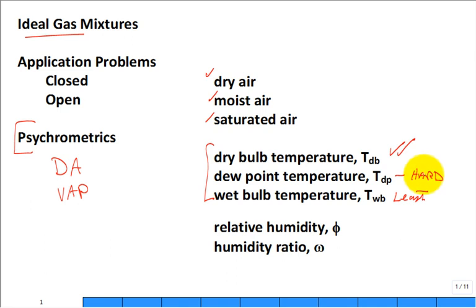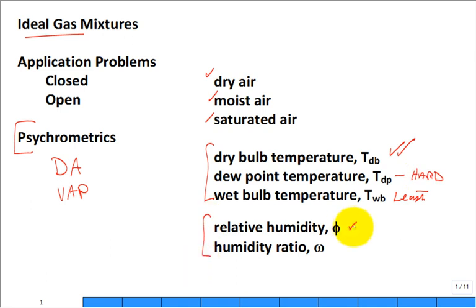Go slow, think through what exactly this dew point temperature is. You cool that moist air mixture until it's saturated air, and if you cool it any more, some of the vapor would condense and dew out. All right. Then we had two humidities.